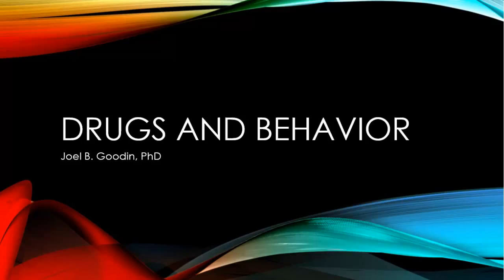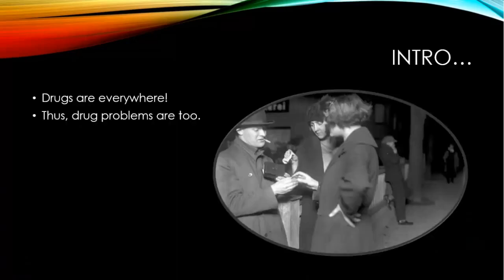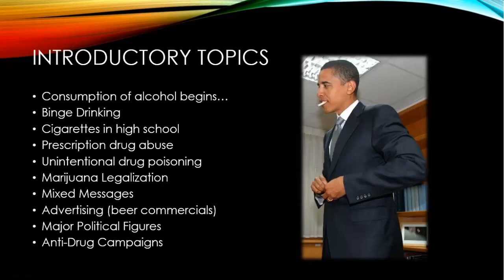This is chapter 1. It's called Drugs, Behavior, and Modern Society. Drugs and Behavior Today. Alright, so drugs are everywhere. So drug problems are also. So there's a picture of our president in 2014, and he is a cigarette smoker. And so we'll look at some introductory topics.